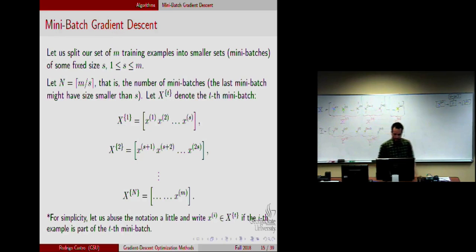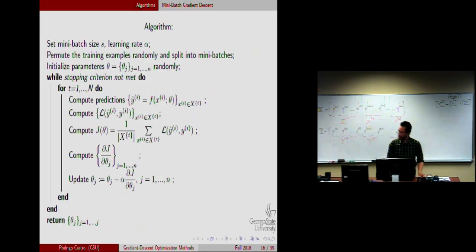It has a few things to observe. First of all, look at the second line. Permute the training examples randomly and then split them into mini batches. I kind of went ahead of myself. Before doing the mini batches like this, we want to permute all the examples to randomize, so each mini batch will be a fair representation of the whole data.